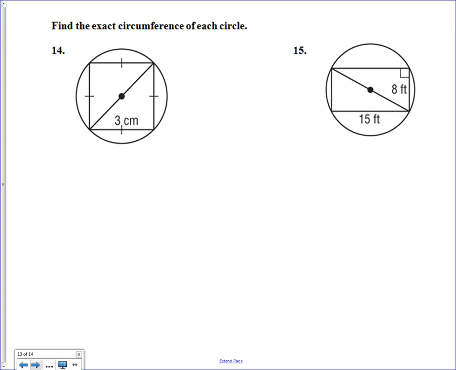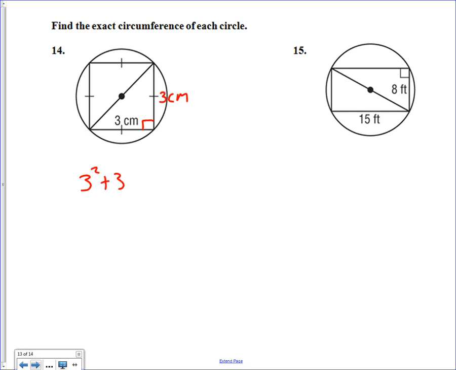Find the exact circumference of each circle. The first one here, so if we have this drawn in, what we may or may not know, but it is true, so I can tell you now, that this is in fact a right triangle. To draw in a diameter like this, we do need a right triangle. So we have 3 centimeters, we have 3 centimeters, and we can use the Pythagorean theorem.